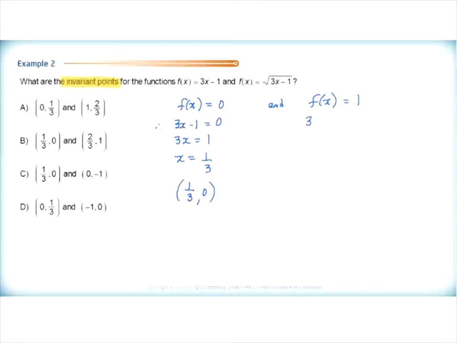The other invariant point will occur when 3x minus 1 is equal to 1, 3x is equal to 1 plus 1, 3x is equal to 2, and x is equal to 2/3. So the other invariant point occurs at (2/3, 1). This answer corresponds with B as your multiple choice answer.